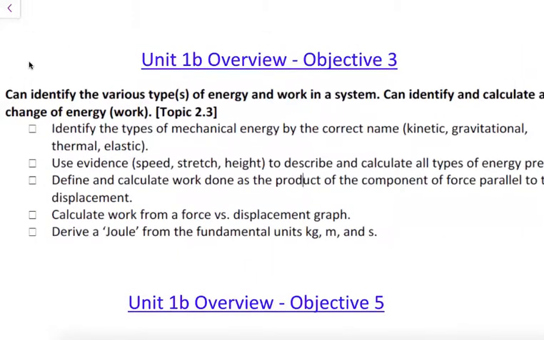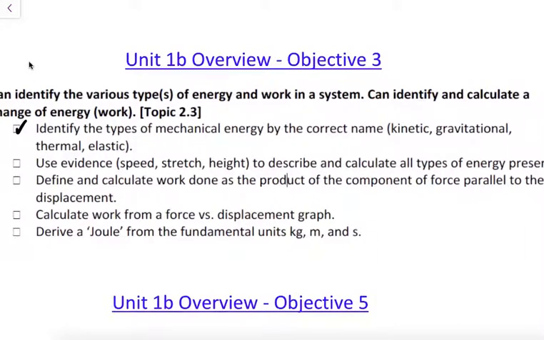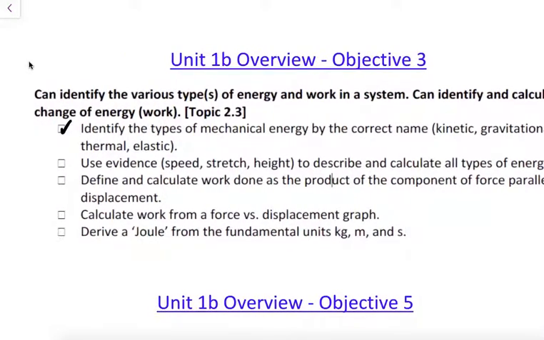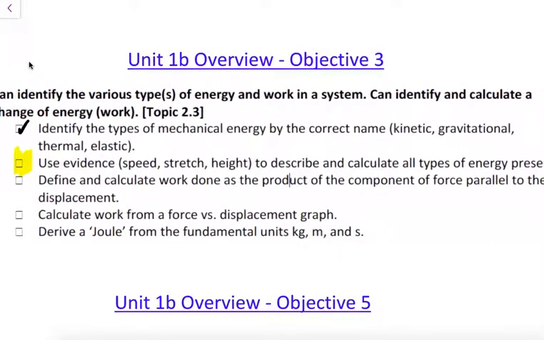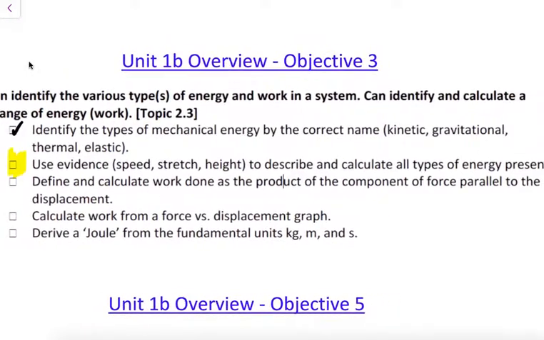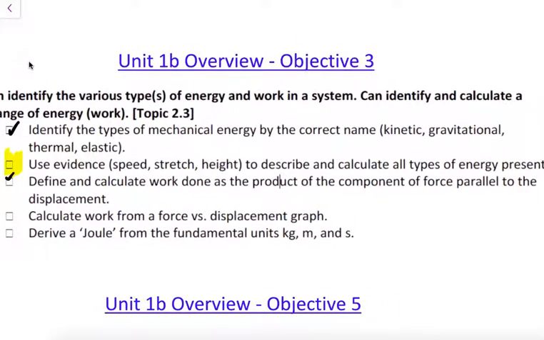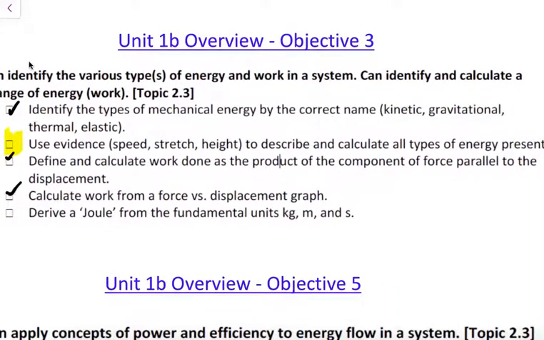If we focus on Objective 3, we are going to identify the types of mechanical energy that exist. We're going to use evidence to describe and calculate all types of energy present, with a focus on just describing. So I'll highlight that for next time. We're going to define and calculate work done as the product of the component of force parallel to the displacement. That's what we're going to do today. We're going to calculate work from a force displacement graph, and we're going to derive a joule from the fundamental units, kilogram, meters, and seconds. So we're doing a lot there.